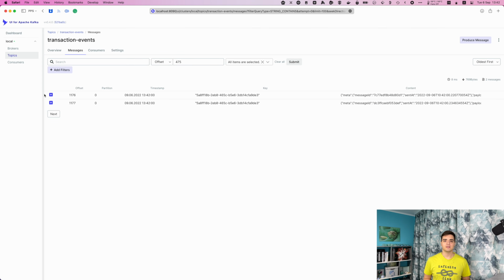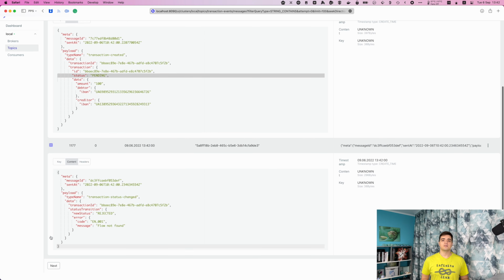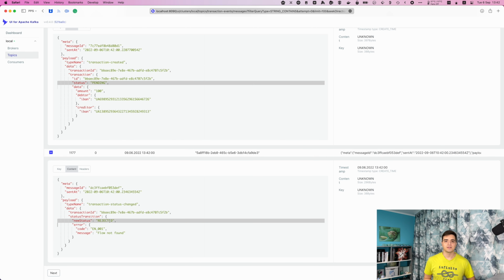The first one is a notification that PPS received a new transaction and assigned pending status to it. The last one is a notification that PPS cannot process this transaction because we haven't enabled its support yet. As you can see, the new status is rejected and the error message is flow not found. The system must know what steps to execute to process this transaction.